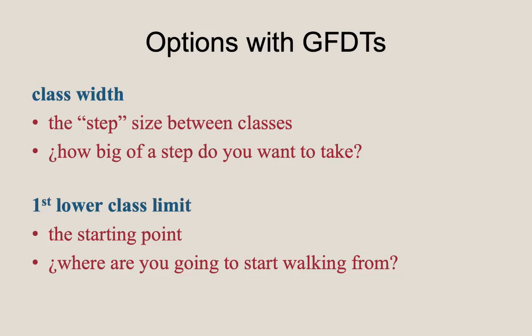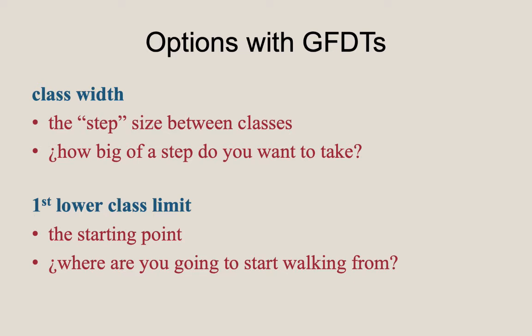When building GFDTs, unlike with FDTs, there are two things we can change. These are the class width and the first lower class limit. To use an analogy, this is saying we get to decide how big of a step we will take while walking, and we also decide where we will start walking from. The step size is analogous to the class width. The starting point is analogous to the first lower class limit.